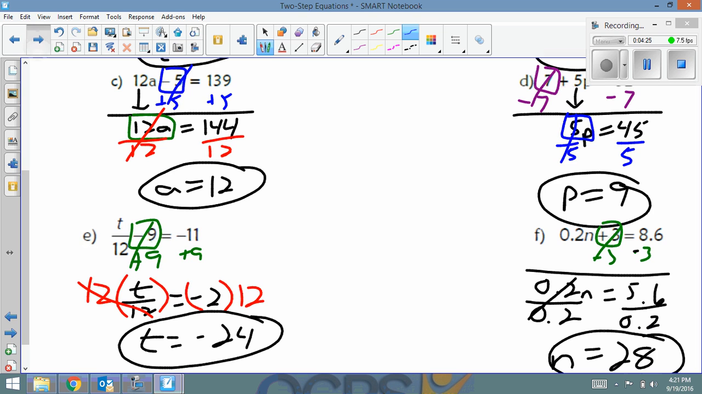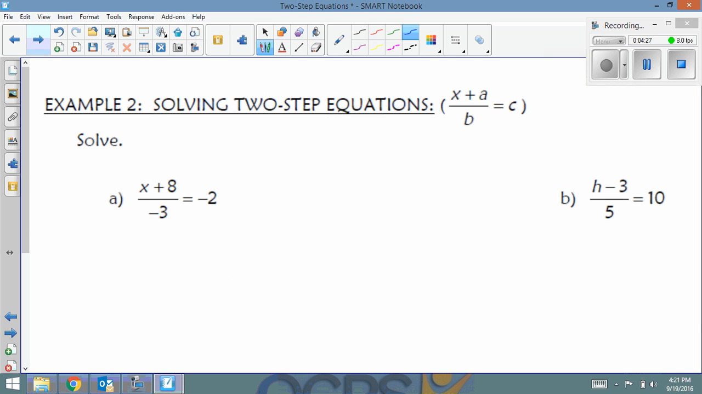Okay, we're going to do some more examples. So in this case, it's the other way. And remember, we talked about if we have a fraction, the way to get rid of it is by multiplying both sides by the denominator. The denominator in this case is negative 3. When I do that, those negative 3's cancel out. What's left is that numerator, which is right here, of x plus 8.